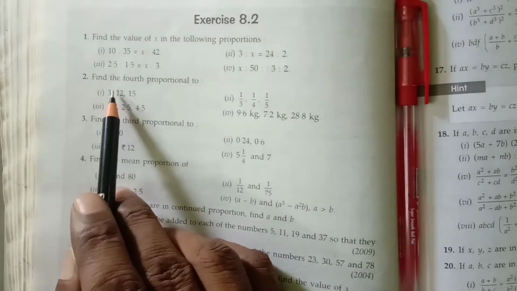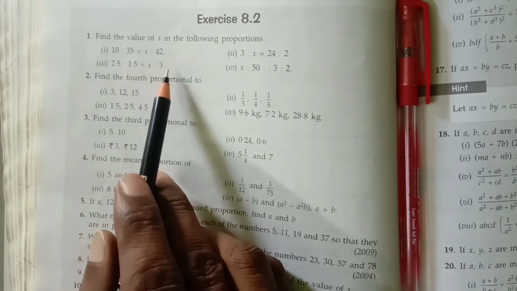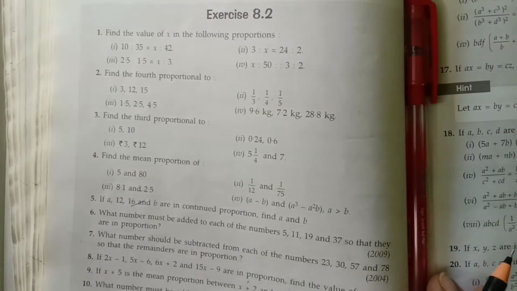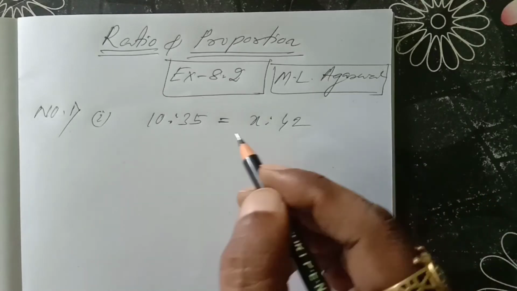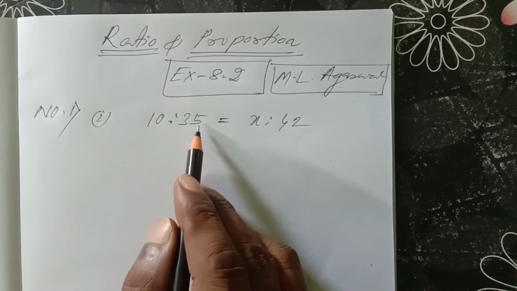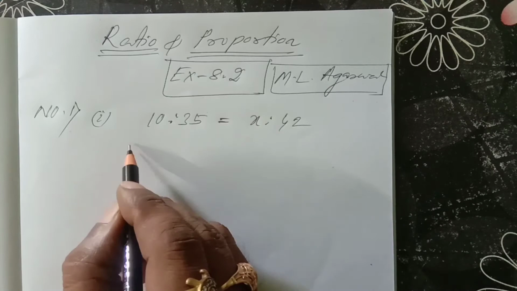First question is given like this: 10:35 is equal to x is to 42. There are 4 parts. Let me solve one by one. Just wait. Question number 1, first part, it is given 10:35 equal to x is to 42. You have to find out the value of x.